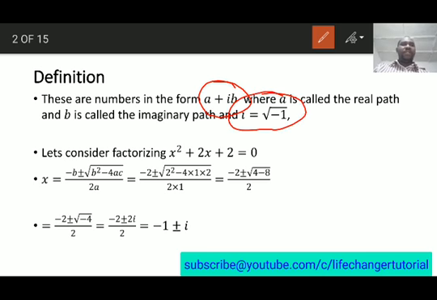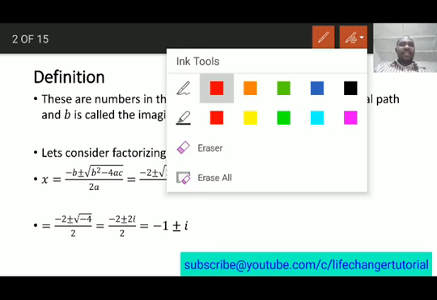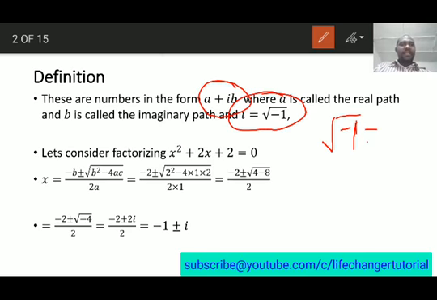Now, of course, if you check your calculator and you press square root of minus 1, you are sure to get math error. That's to show you that square root of minus 1 does not exist. That is why we give it that symbol i. So whenever you see i, it actually represents the square root of minus 1.